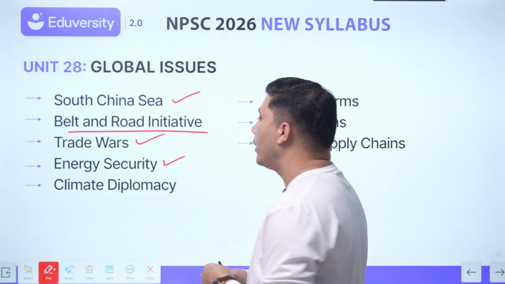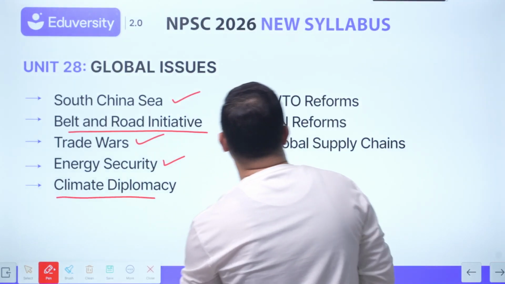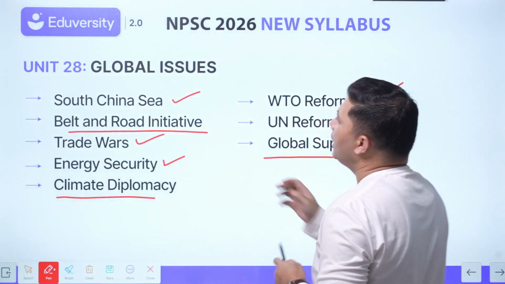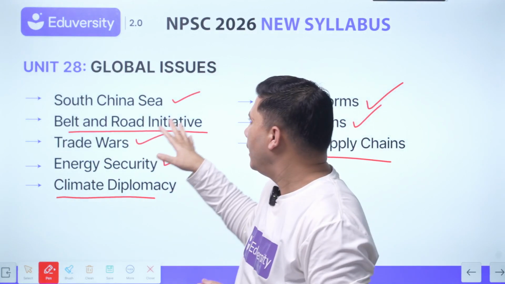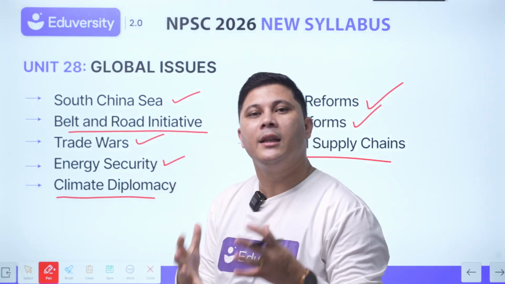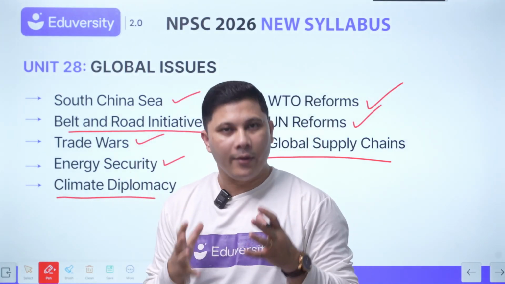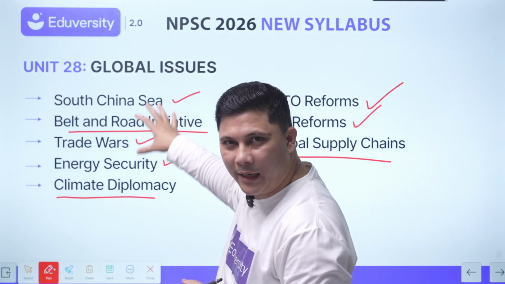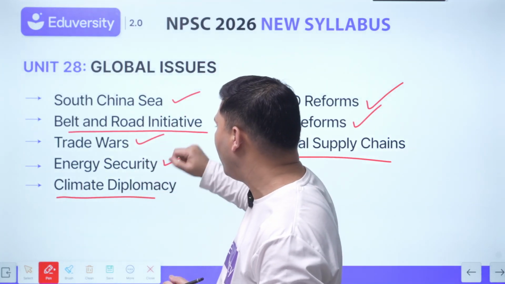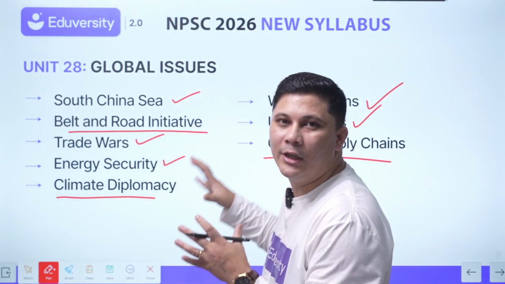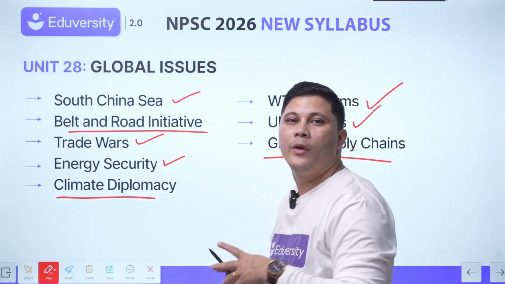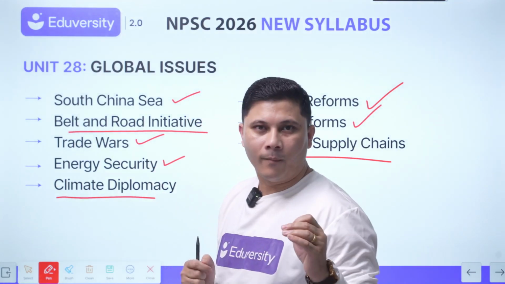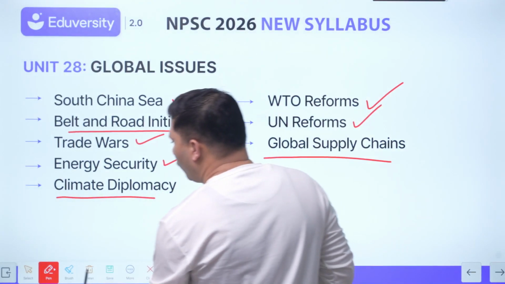Solar pumps and all. So climate diplomacy is there. Then WTO reforms, UN reforms, global supply chain. So these are very, very important issues which we have to study in depth in international relations. Right now I'm just going through in a dictation way, so that you will understand that these are the issues which we have to study. But when we take your classes, we will study each and every issue in detail. Please understand this.